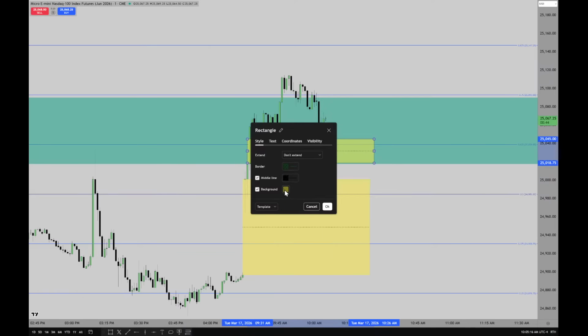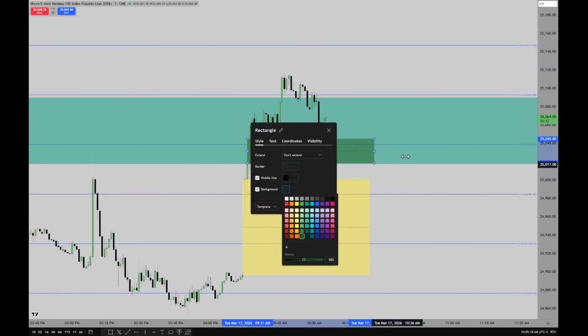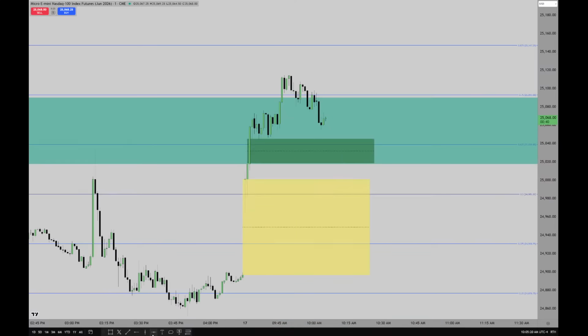Let's use that there. And then let's see, does it use this to get down into the first potential fair value gap, or does it want to go above it and treat it as inversion?